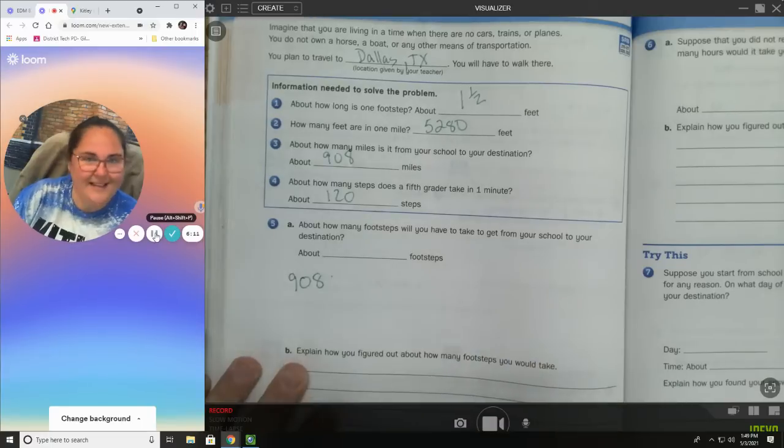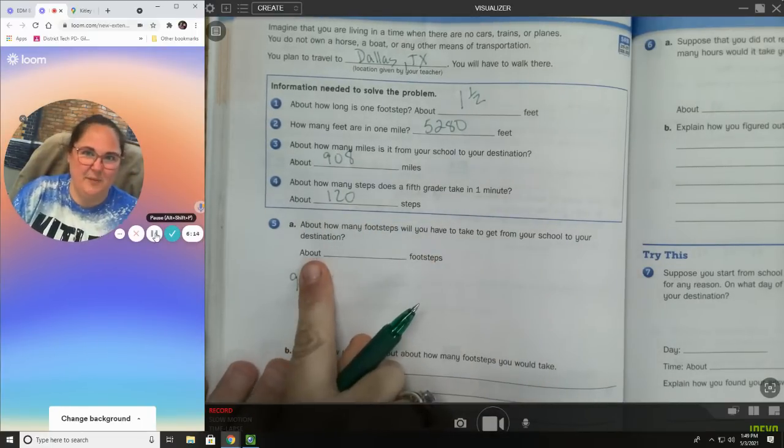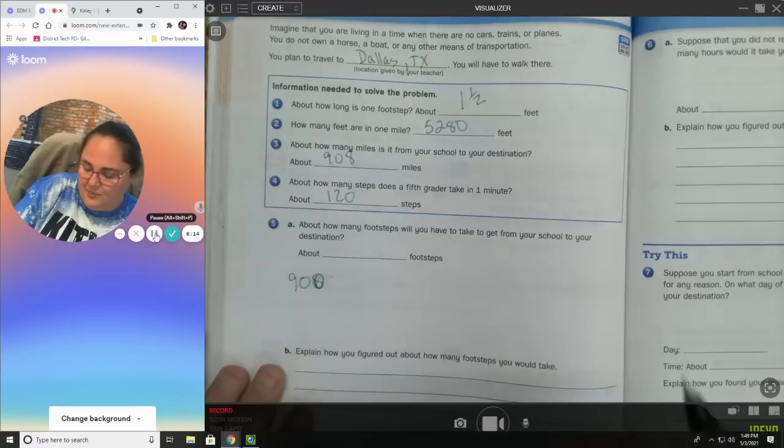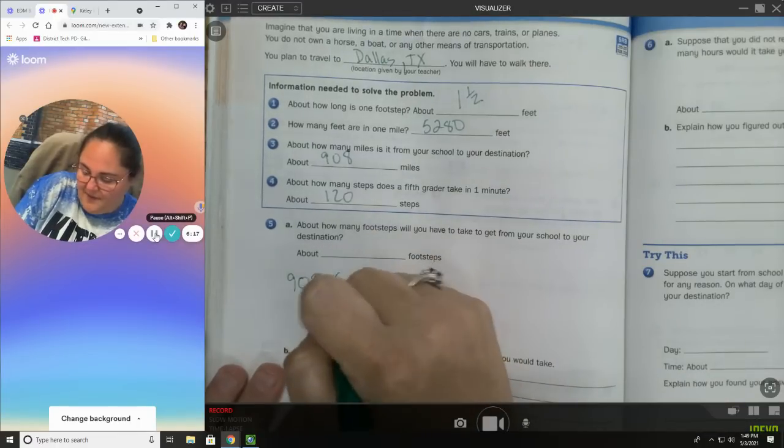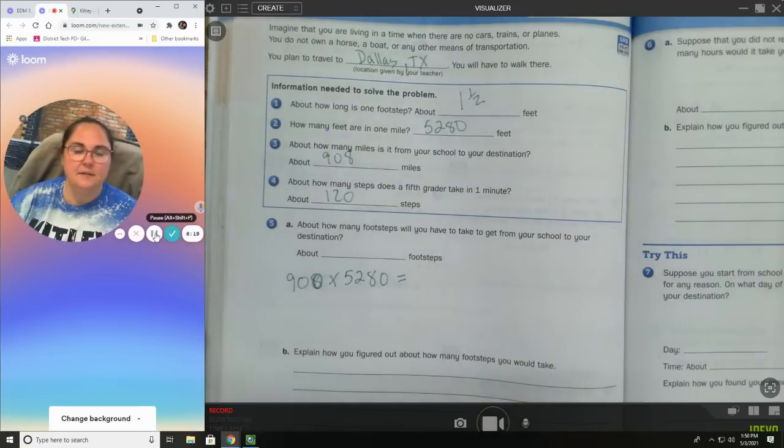And you know what? I'm going to make it easy. I'm going to make it 900, because it's an estimate, right? 900 miles times 5,280 feet. What is 900 times 5,280?